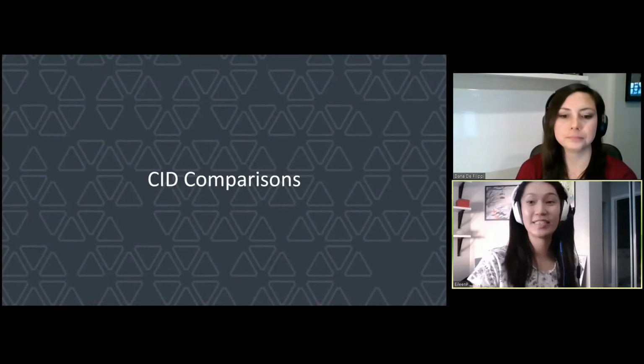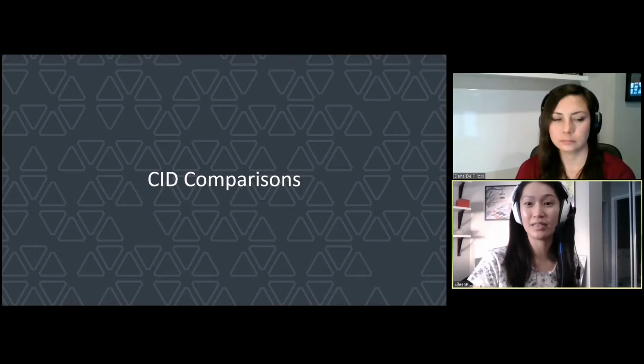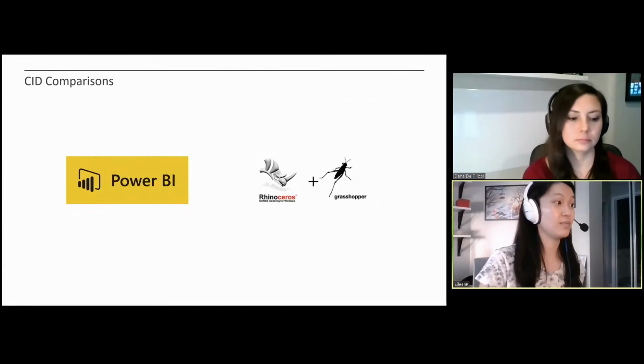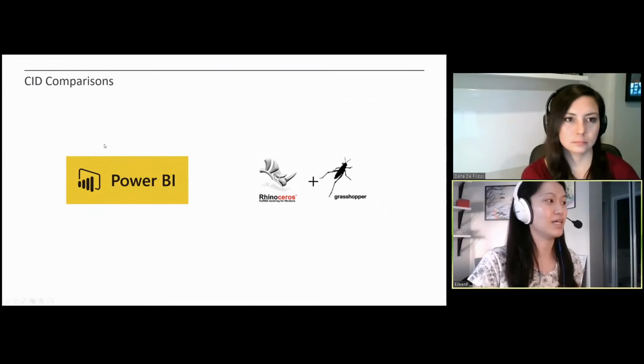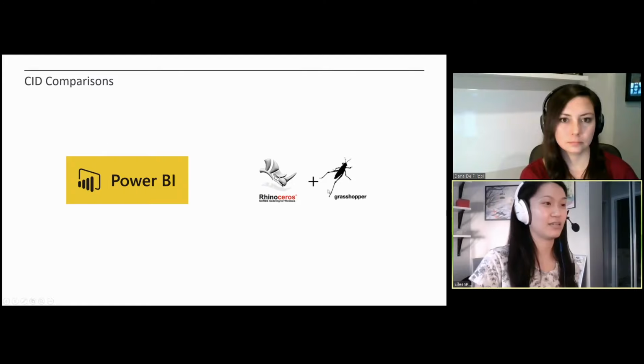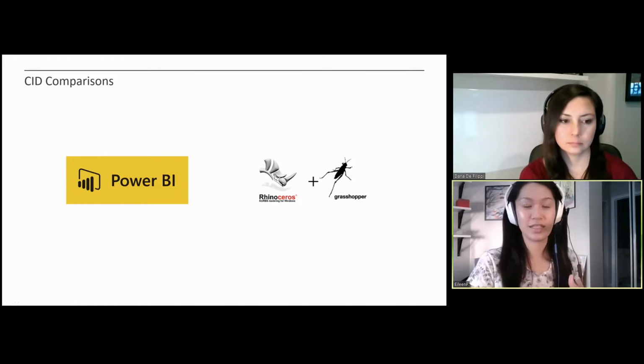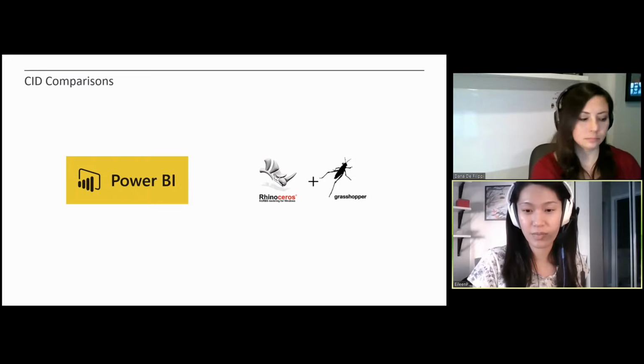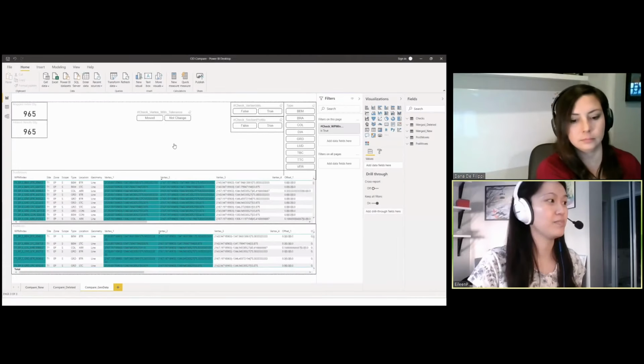So up next we have CID comparisons. Exactly what it sounds like: we're taking two CID files from two different points in time and comparing them to one another. This can be done, and what I have examples of is inside of Power BI and inside of Grasshopper. This emphasizes how easy it is to export the CID and utilize it. My first part is going to be inside of Power BI.